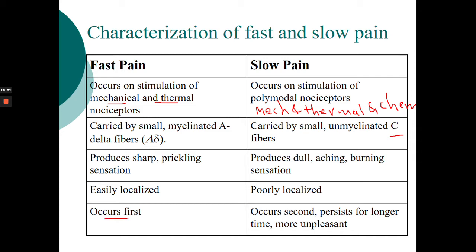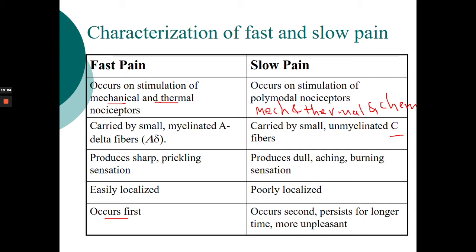The fast pain occurs first and the slow pain occurs after a second, but on the other hand, it persists for a longer time and it is accumulating. It starts as slight or light pain, then it aggravates, it increases in intensity, it becomes really annoying, like toothache.